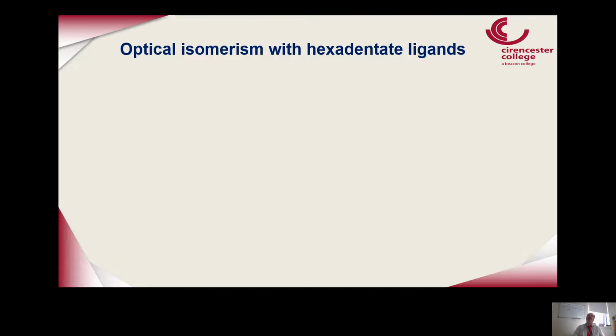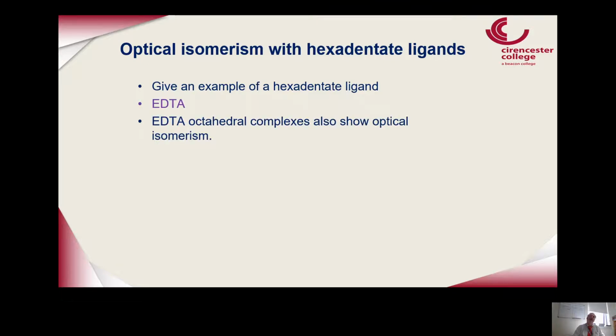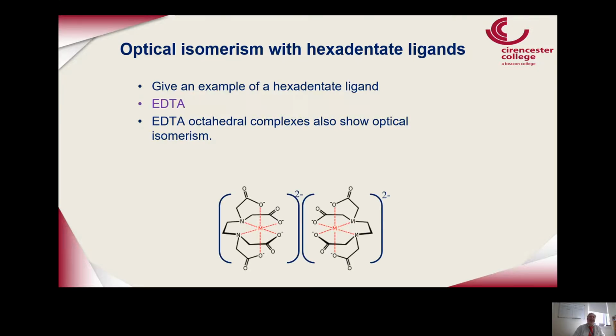It's got claws, so it can grab on. So hexadentate is EDTA. EDTA will form optical complexes, so it will also show optical isomerism. Here is a diagram of it, so you've got the metal in the middle. I'm just going to make that and show you what it looks like.